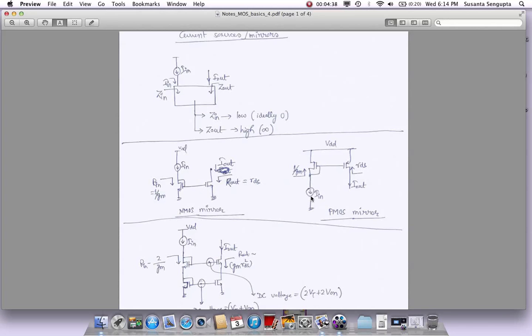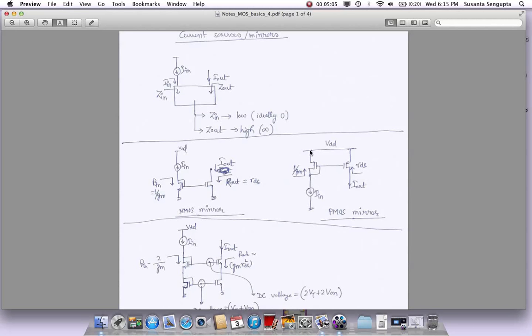Similarly, you can have a PMOS current mirror, where we have a PMOS whose source is attached to VDD, and the drain and gate are shorted together. Anytime the drain and gate are shorted, whether it's a PMOS or an NMOS, its impedance becomes 1 over Gm. Here also you can do the small signal model and convince yourself that it becomes 1 over Gm, which is typically a lower value of the impedance. So this is a low impedance node.